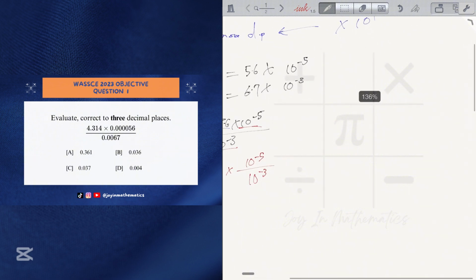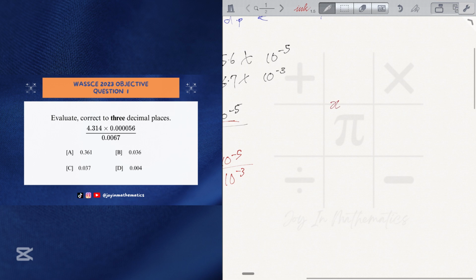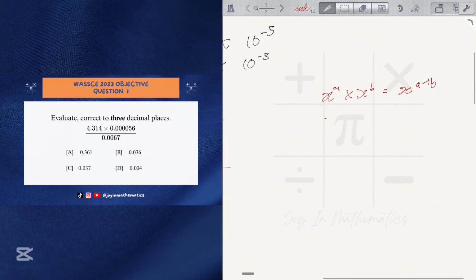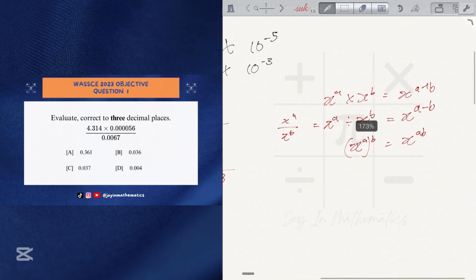So with indices being played out, there are what we call the laws of indices. x raised to the power of a multiplied by x raised to the power of b is equal to x raised to the power of a plus b. Similarly, x raised to the power of a divided by x raised to the power of b is equal to x raised to the power of a minus b. And the power law of indices, x raised to the power of a, raised to the power of b, is equal to x raised to the power of ab. So let's stop there for now.